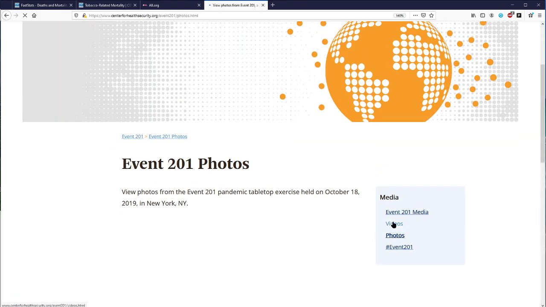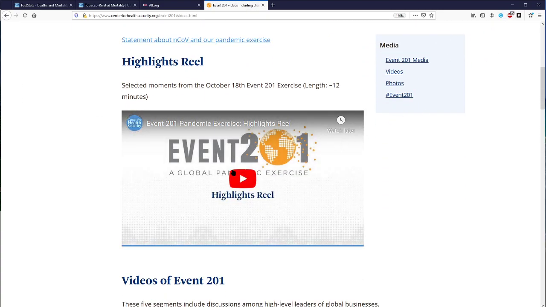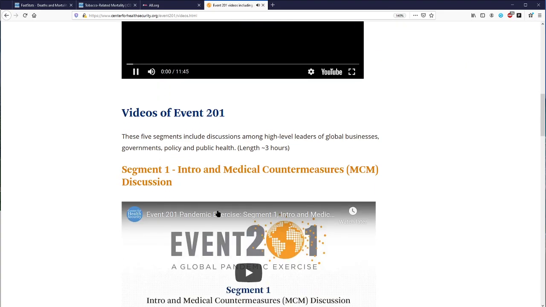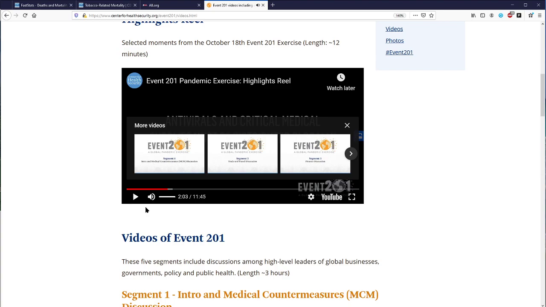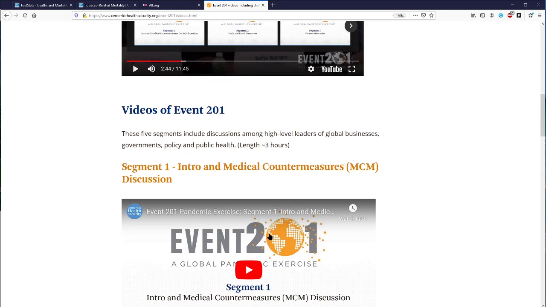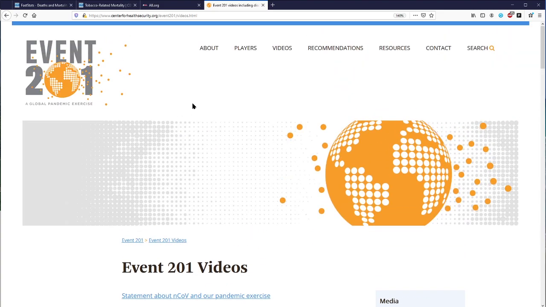I don't know why they removed the photos. Oh, this might be, you know? So they have Event 201. My understanding is that in this Event 201, they actually predicted over 60 million people dying.